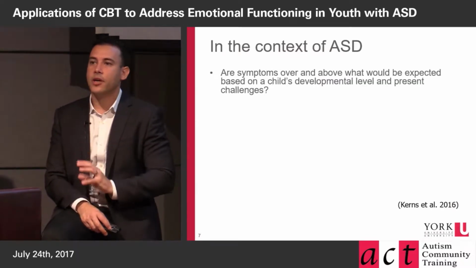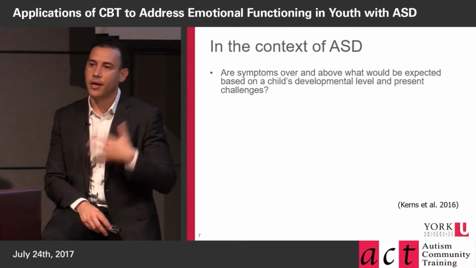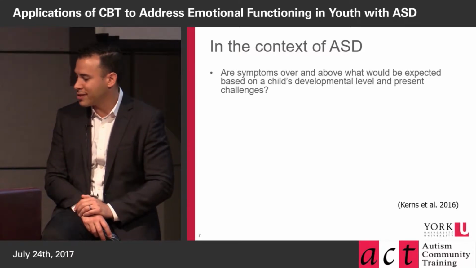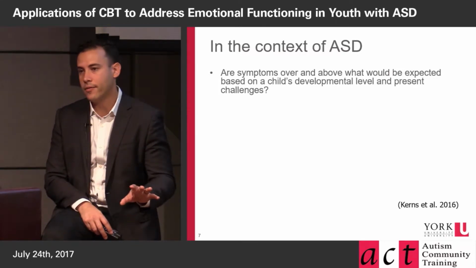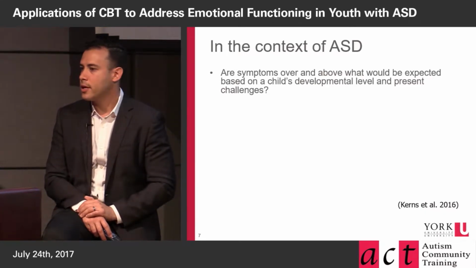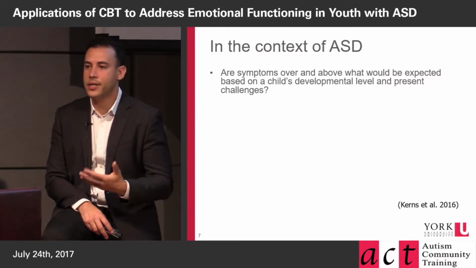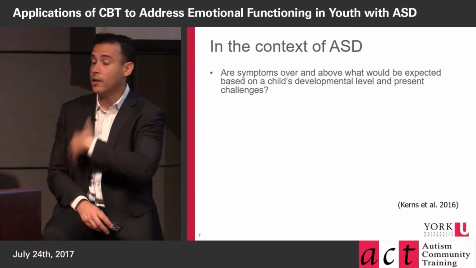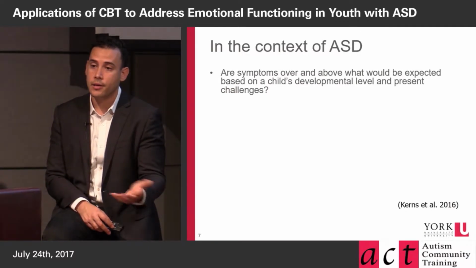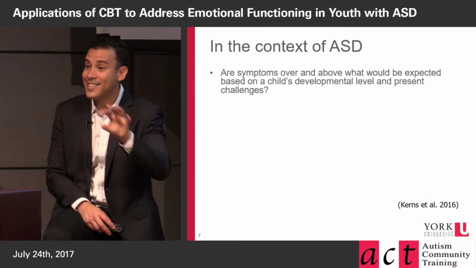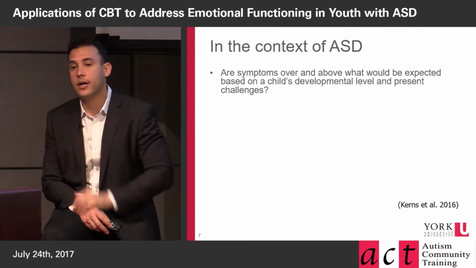So you can ask yourself these kinds of questions when it comes to differentiating autism from mental health issues. The first would be, and this is from a recent publication by Kearns: are symptoms over and above what would be expected based on the child's developmental level and present challenges? So both are really important. Every child with autism, by definition, will be struggling with often sociocommunicative or behavioral issues. What that looks like is going to be individual, right? No two kids are the same. But you have to take that, and have a good understanding of what that typically looks like, as well as what the child's developmental level is.